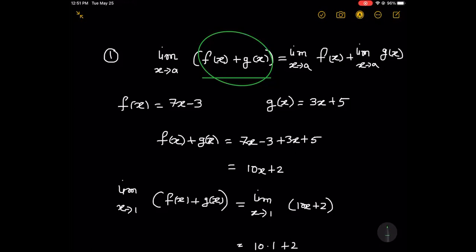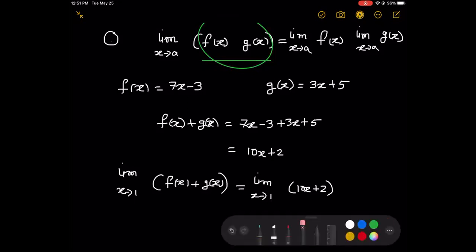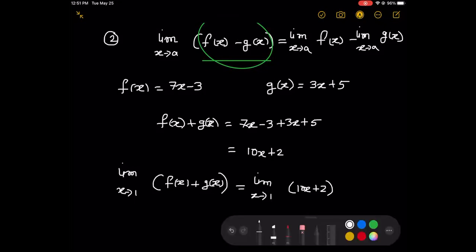Okay, what's the next one? Next theorem. Who can read it for me? It's the difference, and it's the limit of f of x minus g of x. It actually works the same way. If I just remove this, it actually works the same way. It's basically the same thing. If you do that, it will give you the same idea.